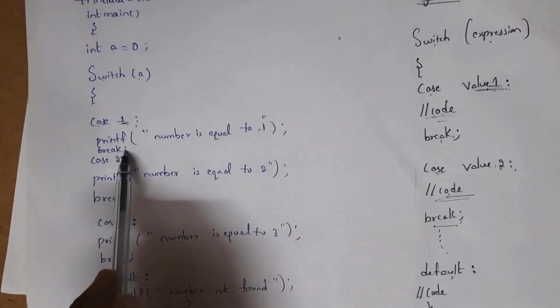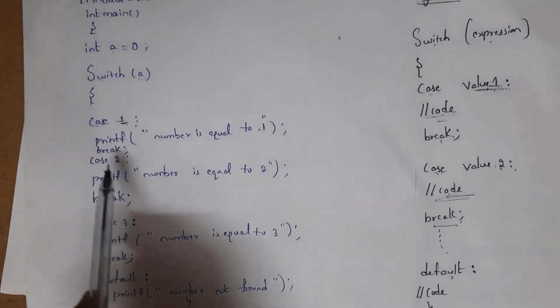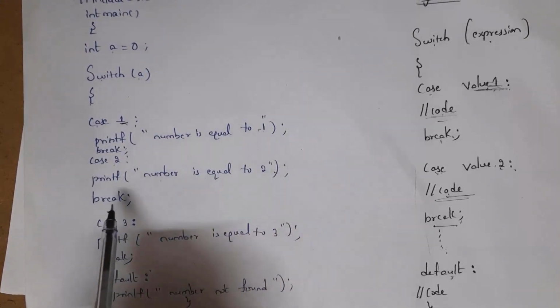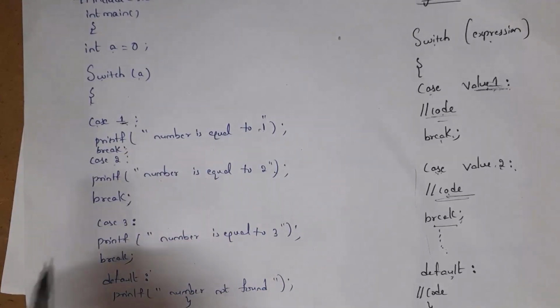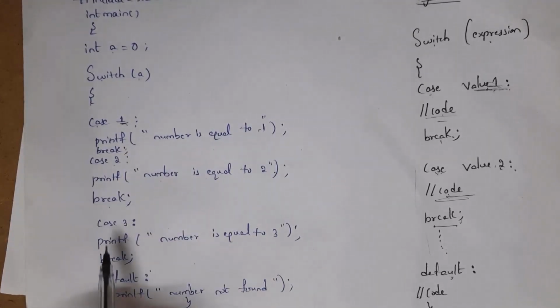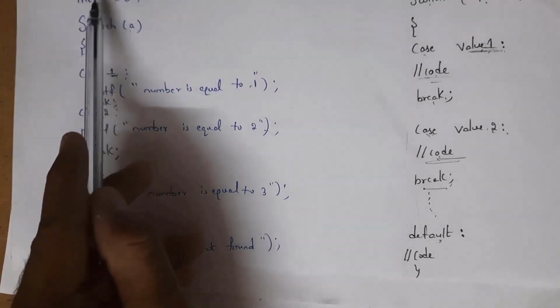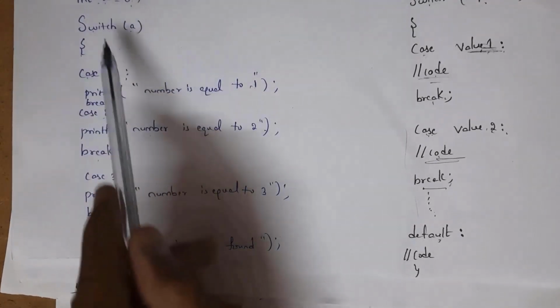Now you need to break this case 1. Again I took case 2. After that I am writing the statement, number is equal to 2, and I am breaking this case 2. So I am using break here. Next I took case 3 colon printf number is equal to 3. At last I wrote default colon number not found. Here I gave the value of a as 0. So it will compare this with this case value.